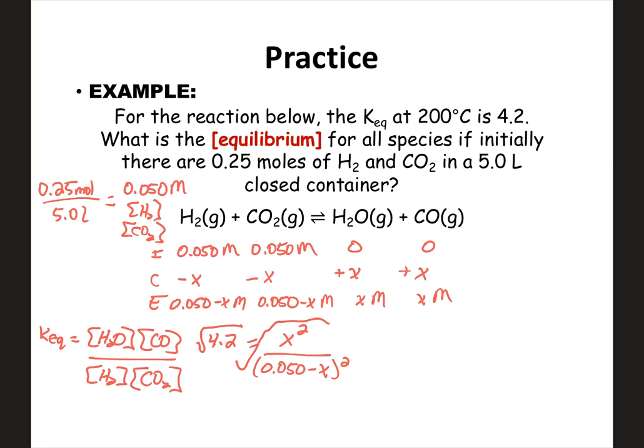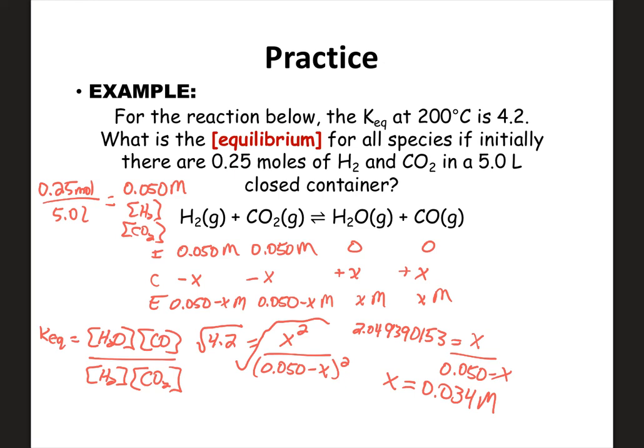When you do the square root, I will say you get 2.049390153 equal to X over 0.050 minus X. Okay, so you still need to keep going there in order to solve for X, but when you do the math, and again, I would make sure you can do this, you should get X equals 0.034 molar. All right, so that's your value of X.